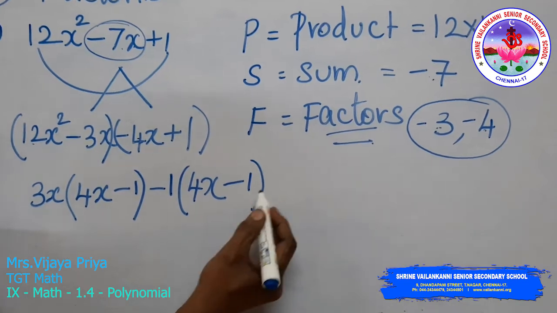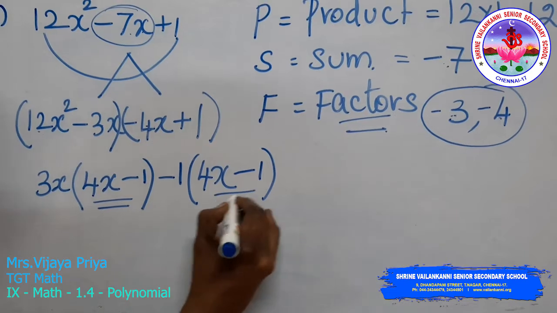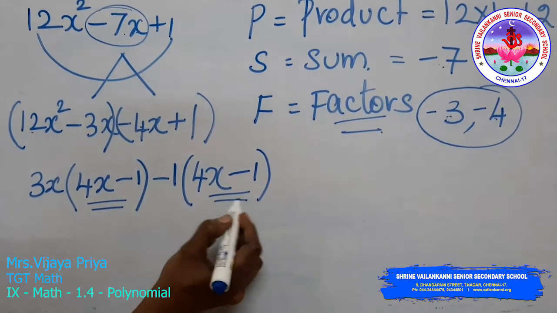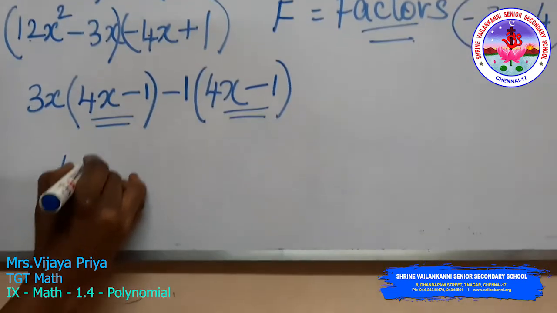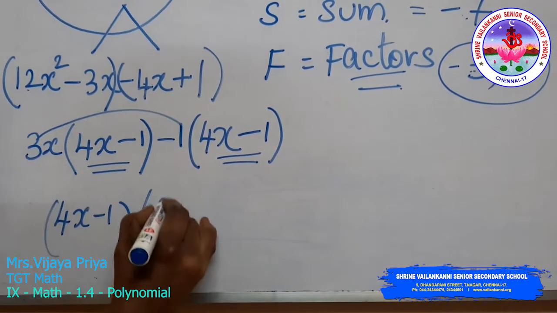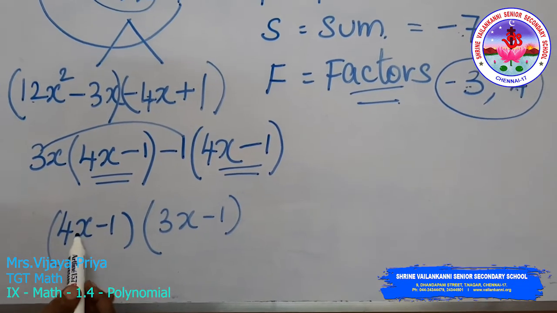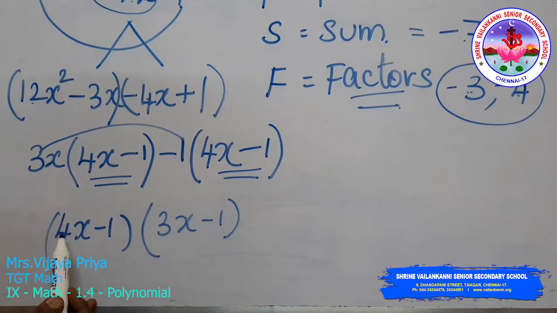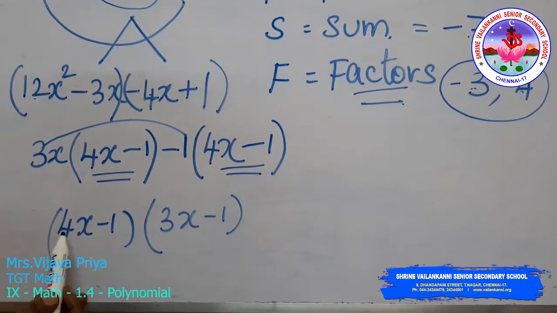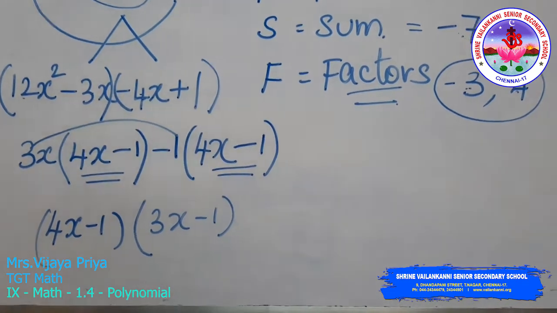Now you see in both the cases, you have 4x minus 1, 4x minus 1 as a common factor. So I am going to take this as a common factor. The remaining will be 3x minus 1. So hence I factorized the polynomial 12x squared minus 7x plus 1 as 4x minus 1 into 3x minus 1.